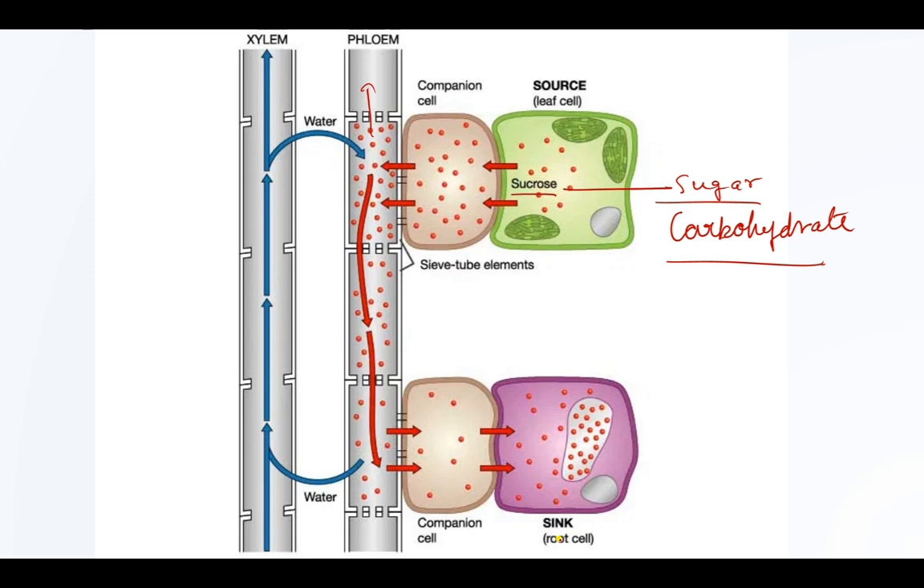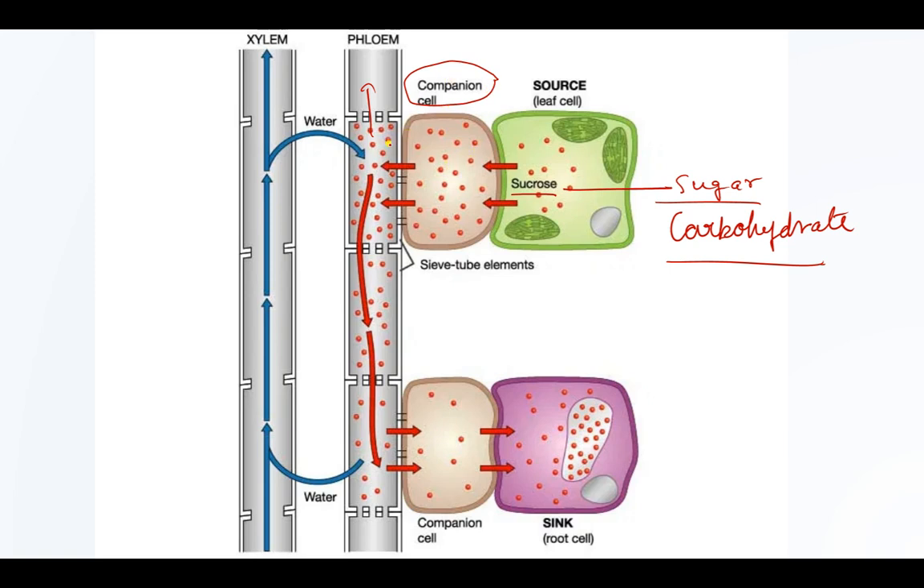Suppose food is required by the root, and it is prepared in the leaf. So the leaf will give to the companion cell, which will give to the phloem. This phloem, meaning sieve cells and sieve tubes, will transport the food to another companion cell over here, and that companion cell will give that food to the root. Right, so this is how it works. This is the role of companion cells. So companion cells are a very important part of the phloem.